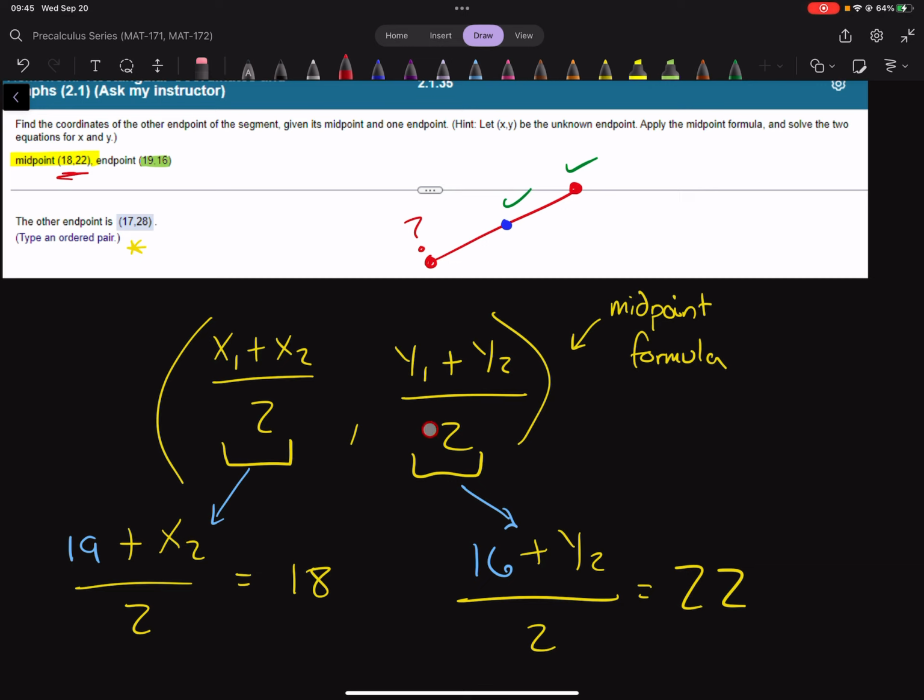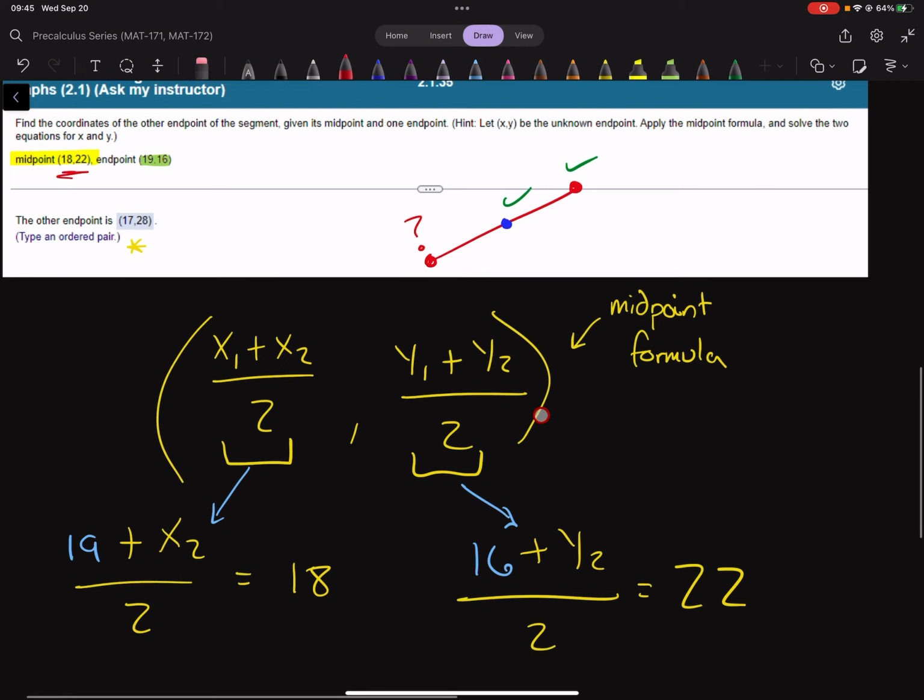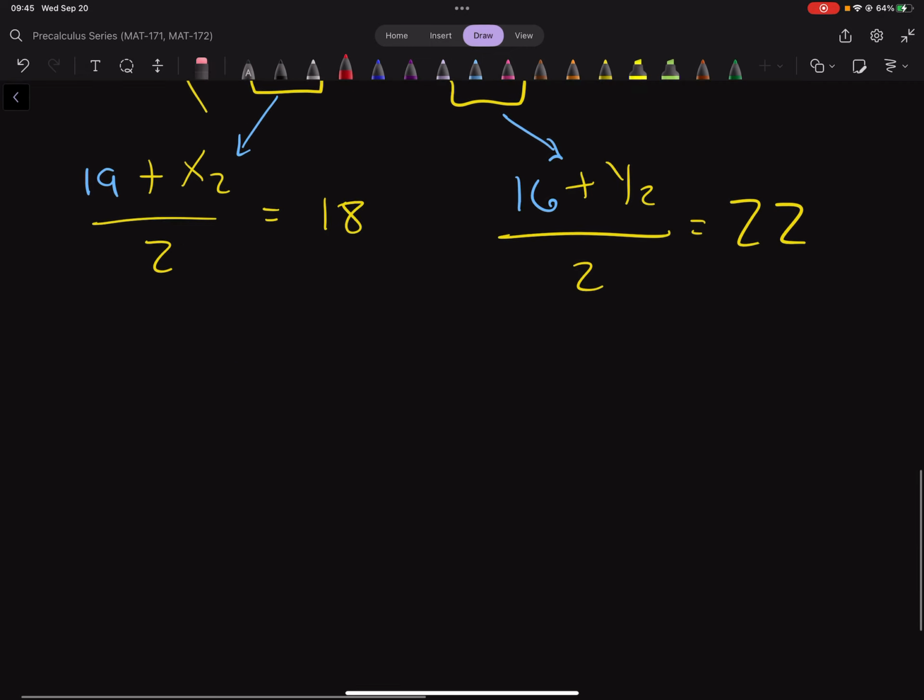I'll do something similar over here for the y's. You see my expression to determine my y coordinate for the midpoint. I'd set that equal to the information we're given about the midpoint. And I substitute in the information about one of the endpoints for one of the two y variables. So then I can go ahead and solve these, just standard linear equations.